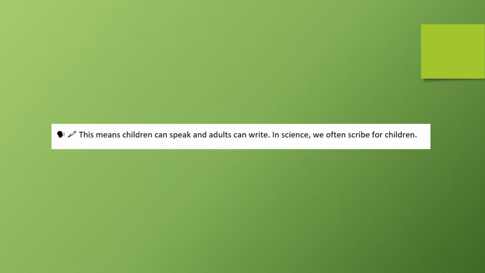Parents, this little symbol, the speaker and the writer, means that children can speak and adults can write. In science, we often scribe for children because we're not assessing their English language skills for the most part in science. We are looking for them to share their knowledge in a verbal way. So if you're at home and you're writing for your student, that's absolutely fine. If you could just write down the exact things that they say, we can really check their knowledge and understanding.